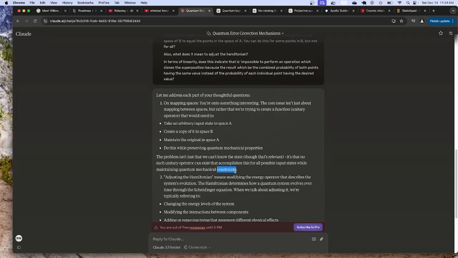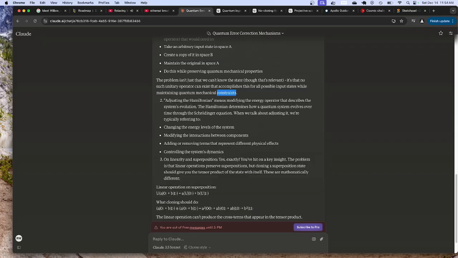What are the constraints that break down during cloning? I'm just taking this note for next time. Oh, I never turned my camera back on.